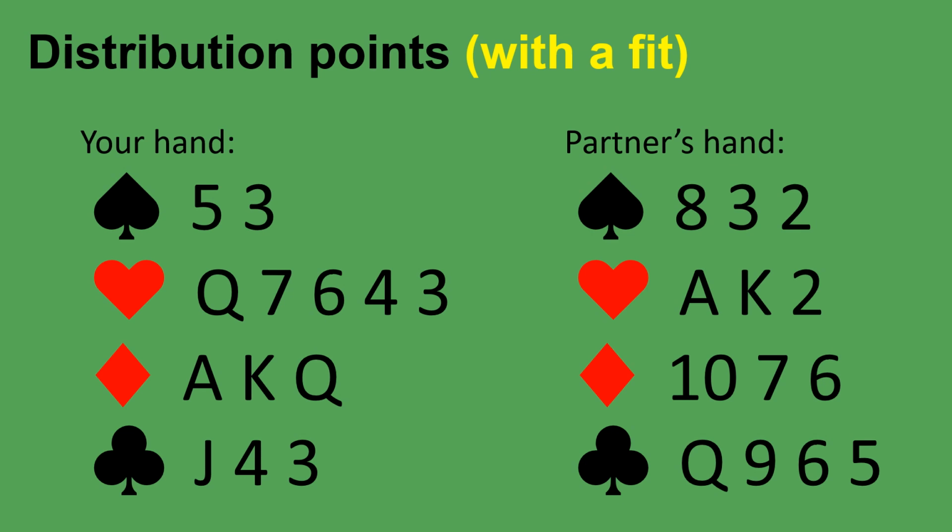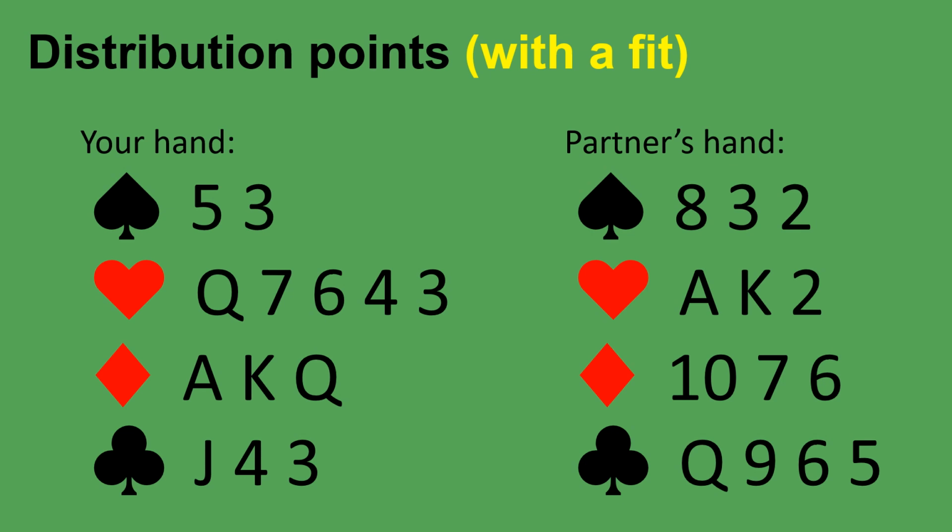Alright, I hope you could find the fit. It's in hearts. There are 5 hearts here and 3 hearts here. That's 8. That means we can add distribution points to our high card points. Let's count our total points. Pause the video.